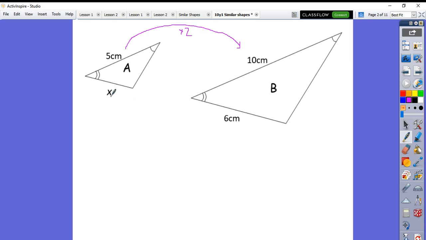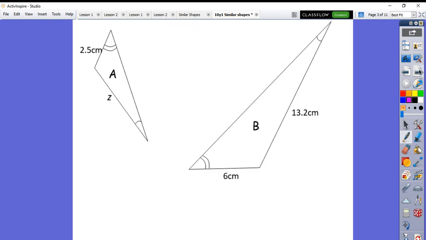Now this time I'm going the opposite direction. I've been given the length 6 centimetres of the enlarged shape, but I want to know what X will be. Now obviously if I knew this one, I would have multiplied it by 2 to find that one. But I'm going to be going the inverse, and therefore I'm going to be dividing it by 2. So 6 divided by 2 will give me my 3 centimetres. Right, let's move on to the next one.